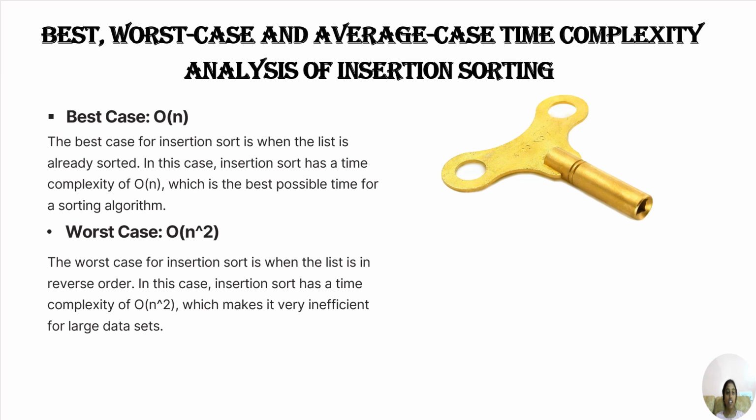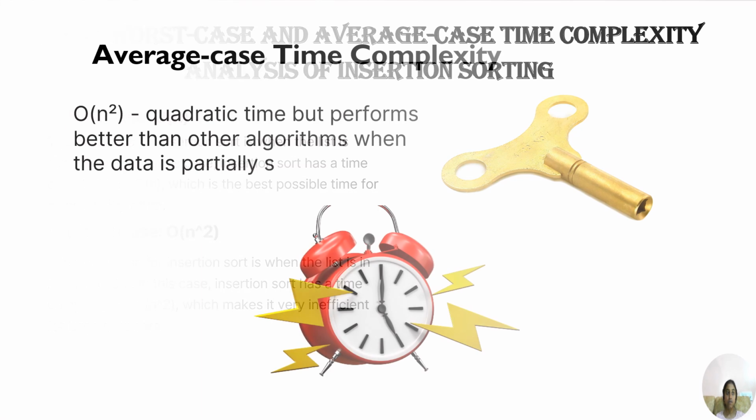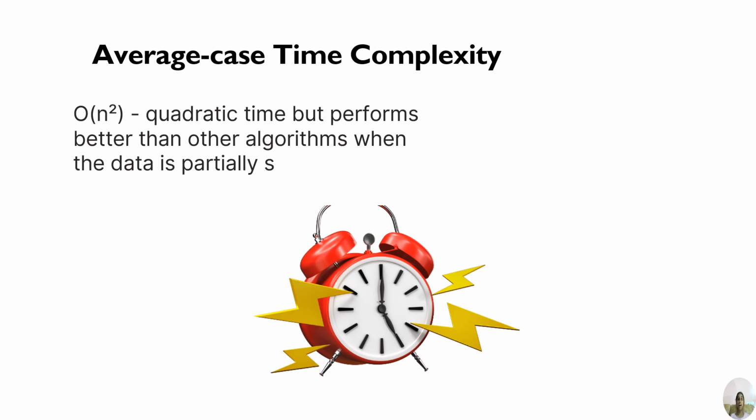Best and worst case of insertion sort. Best case is O(n). The best case of insertion sort is when the list is already sorted. In this case, insertion sort has a time complexity of O(n), which is the best possible time for a sorting algorithm. Worst case is O(n squared). The worst case of insertion sort is when the list is in reverse order. In this case, insertion sort has a time complexity of O(n squared), which makes it very inefficient for large data sets. Next is average case time complexity. O(n squared). Quadratic time but performs better than other algorithms when the data is partially sorted.